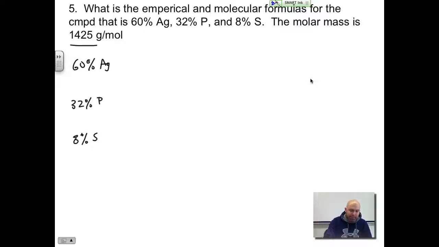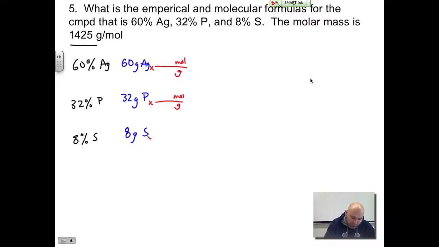All right, first step, convert that to grams. 60 grams silver, 32 grams phosphorus, 8 grams sulfur. Once I have my grams, change it to moles. X line, grams, moles, 1, for each. Now I look them up on the periodic table. Silver is 108. Phosphorus is 31, and sulfur is 32.